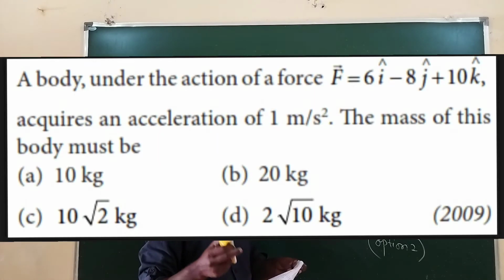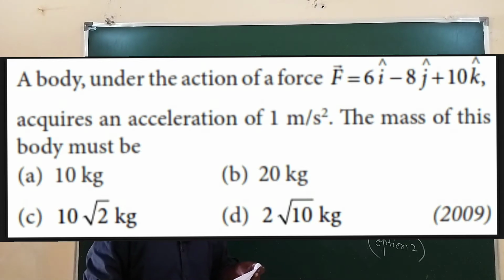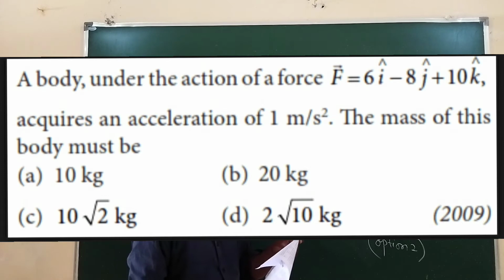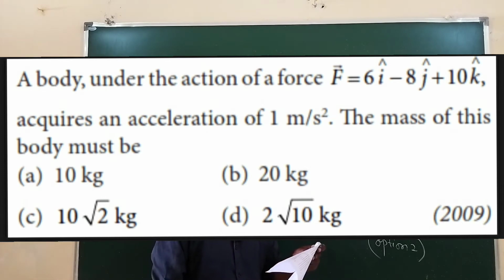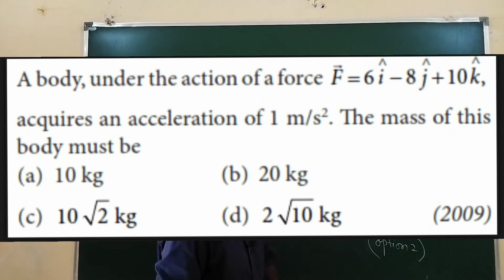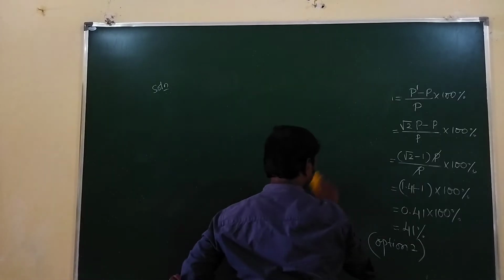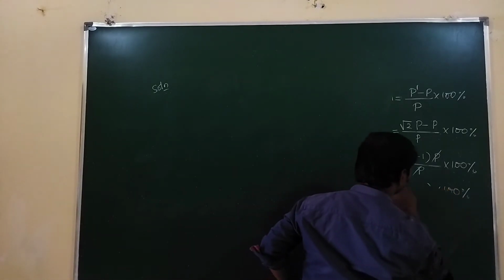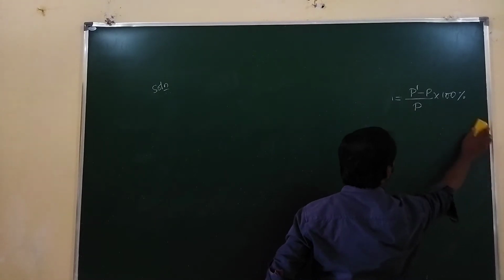A body under the action of a force F equal to 6i minus 8j plus 10k acquires an acceleration of 1 meter per second square. The mass of the body must be? What we have to find? Our aim is to find the mass of the body. What is given? Force given and acceleration given. But here force is given in vector form. We have to find the magnitude of that force.